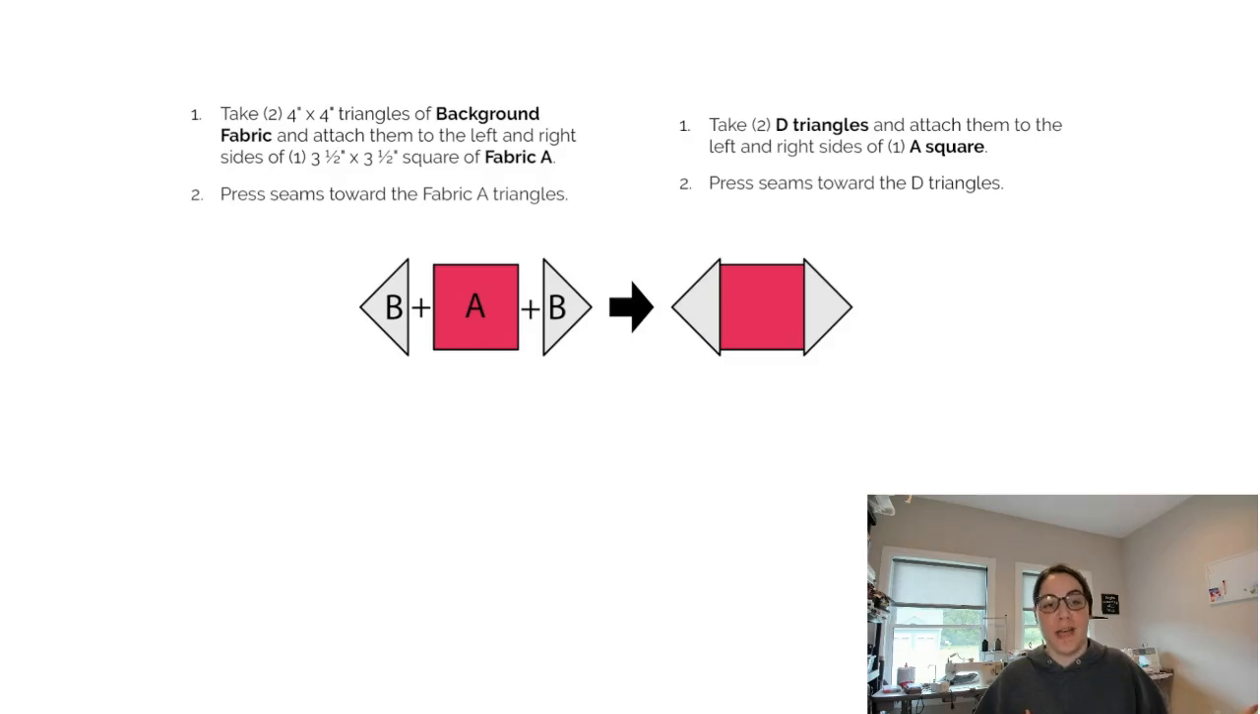You take those triangles of Acron fabric and attach them to the left and right sides of one 3.5 by 3.5 inch square of fabric. Like, are you asleep yet? This is awful to read. It doesn't flow at all.